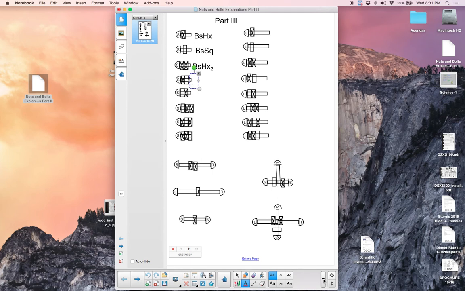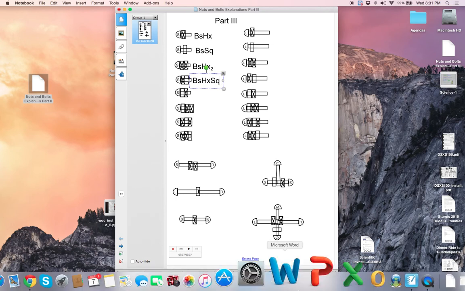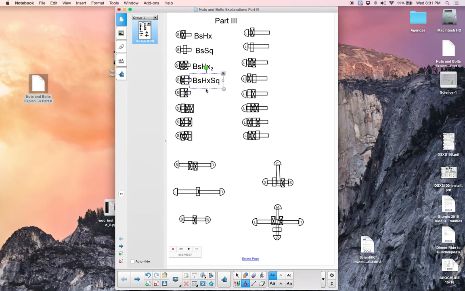Let's just try it. So I've got one short bolt atom. Okay, cool. And then I've got a hex nut atom. And then I've got a square nut atom. So notice what that looks like. And I didn't have to do them in the order in which they appeared.